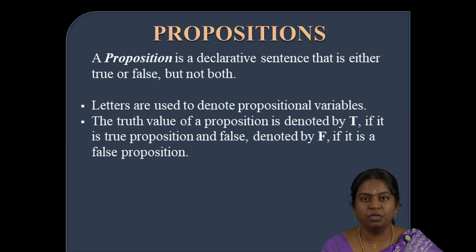First of all, we have to know what a proposition is. A proposition is a declarative sentence that is either true or false but not both. We can use certain letters to denote the propositional variables, such as P, Q, R, etc. The truth value of a true proposition is denoted by T, and if it is false, it is denoted by F.